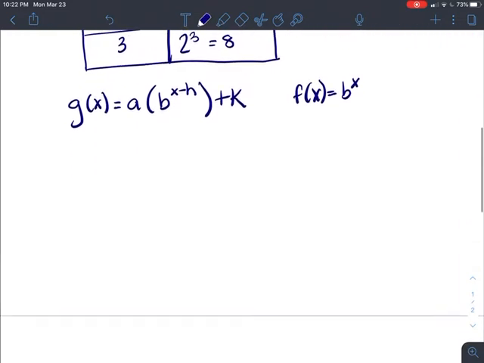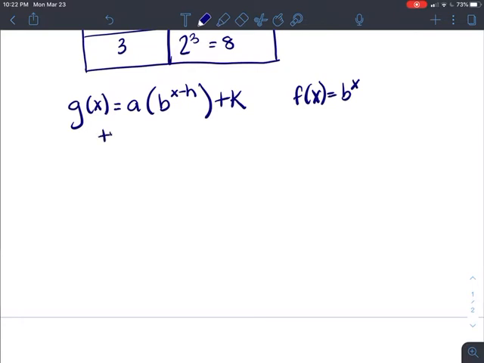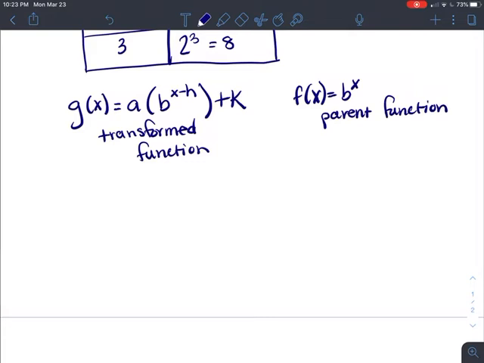Okay, so we're going to come down here and I'm going to label g of x is our transformation function or transformed function. Okay, and f of x is our parent function. So parent function is just the original function, okay? That's just what we originally did, and then g of x is what we've transformed it to be, all right? So in f of x, you have our first reference point as 0, 1, and our second reference point is 1, b, okay?